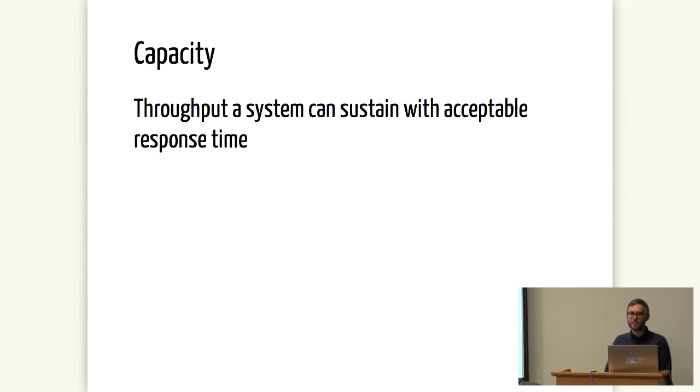The second category is capacity. Capacity is the throughput a system can sustain with acceptable response time. And acceptable is a key point here.